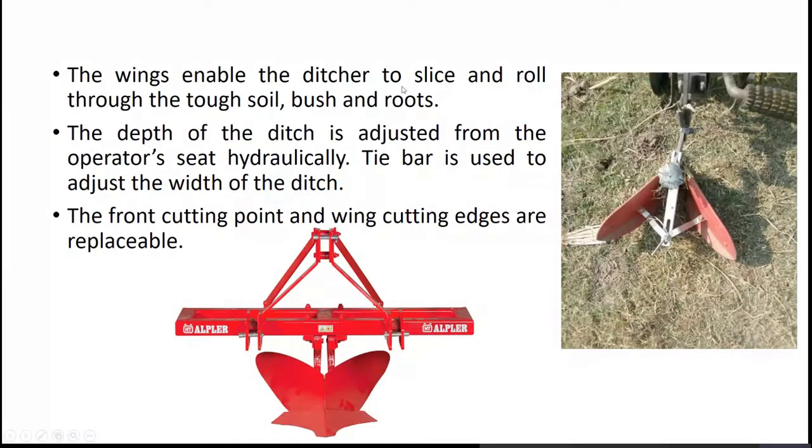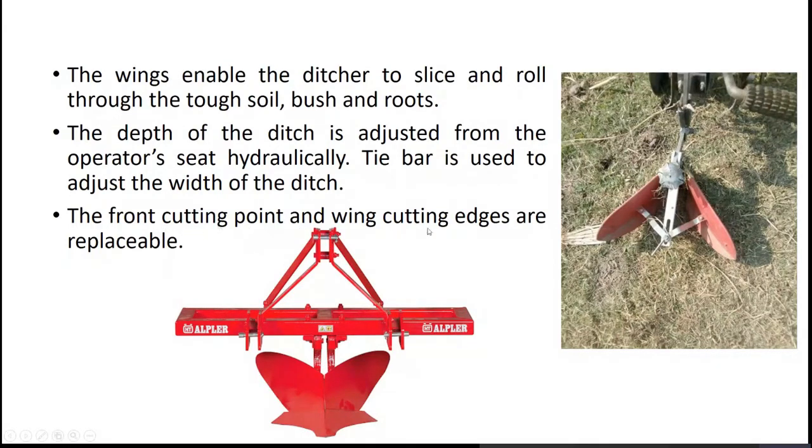The cutting wings enable the ditcher to slash and roll through the tough soil, bush and roots. Okay, the depth of the ditch is adjusted from the operator seat hydraulically. So I told you about the 3 point. See, this is your top link. Two bottom links, this and this, like your electric socket. So these three will be connected to the tractor. So if we want to increase or decrease the depth of operation, we can simply lift or lower this using the hydraulic system from the tractor.